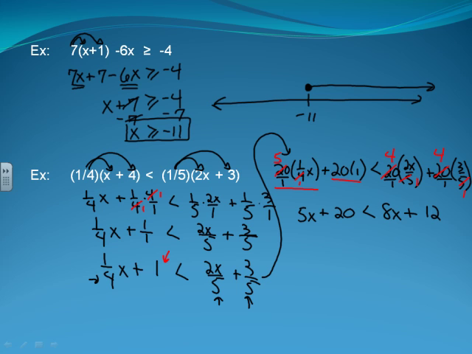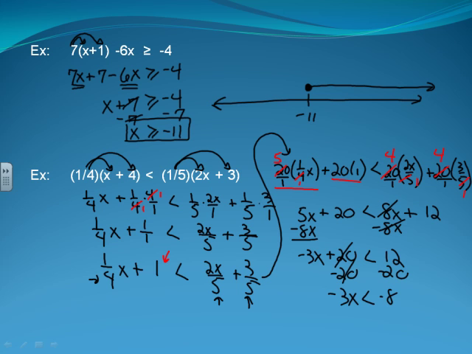Now we have a problem very similar to the ones we've been doing. So I'm going to choose to get my x terms on the left and my constants on the right. Therefore, I'm going to subtract 8x from both sides, so I can move my x term to my left-hand side. 5x minus 8x leaves me with negative 3x, plus 20 is less than 12. Okay, I want my constants on my right, so I'm going to subtract 20 from both sides. Now I've got negative 3x is less than 12 minus 20 is negative 8.